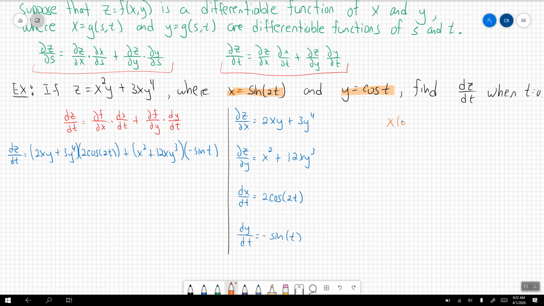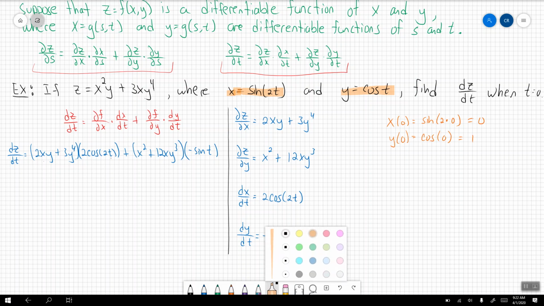Alright, so x at 0, because t is equal to 0, is going to be sine of 2 times 0, which is 0, and then y at 0 is going to be cosine of 0, which is 1. So when we're considering t equal to 0, all we have to do is check these x and y values that were given. Coming over here, this differential for z with respect to t, we're now going to evaluate when t is equal to 0.